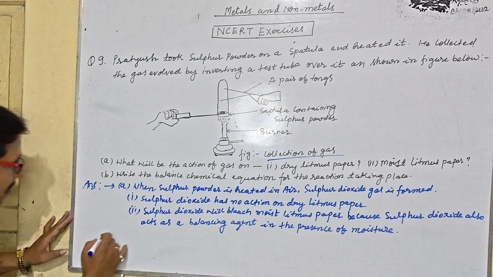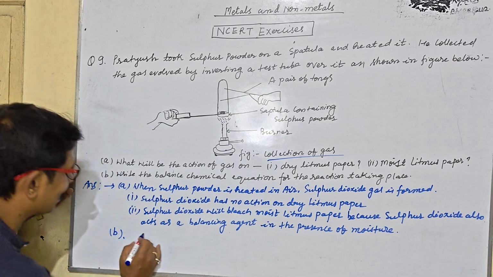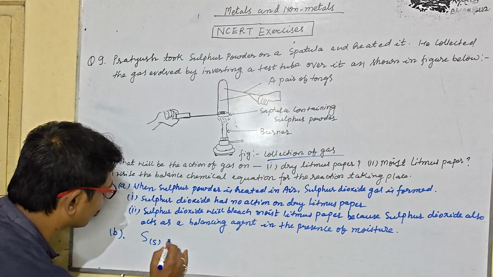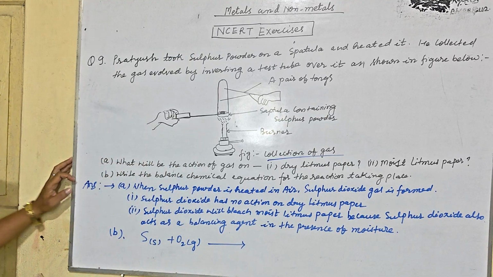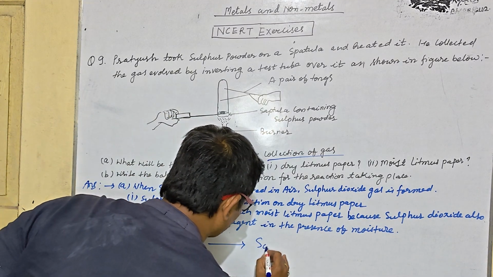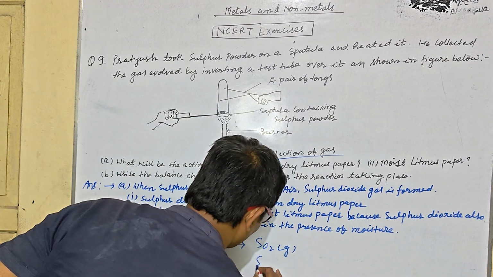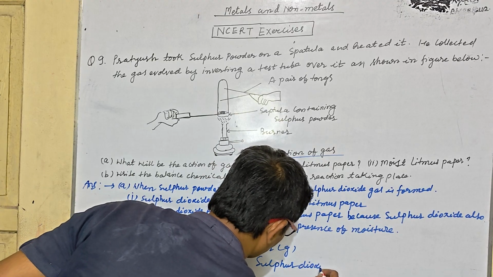After that, answer number B: write the balanced chemical equation for the reaction taking place. The simple balanced chemical equation: sulfur in the solid form plus oxygen in the gaseous form gives you sulfur dioxide, that is the SO2 gas. This is very simple. This is the sulfur dioxide.